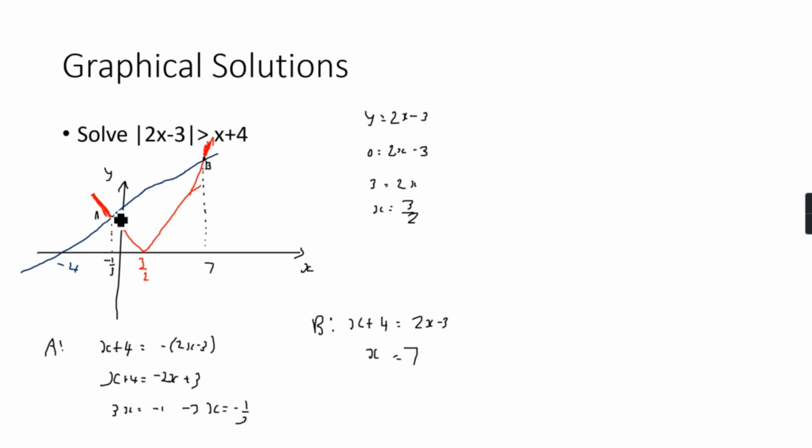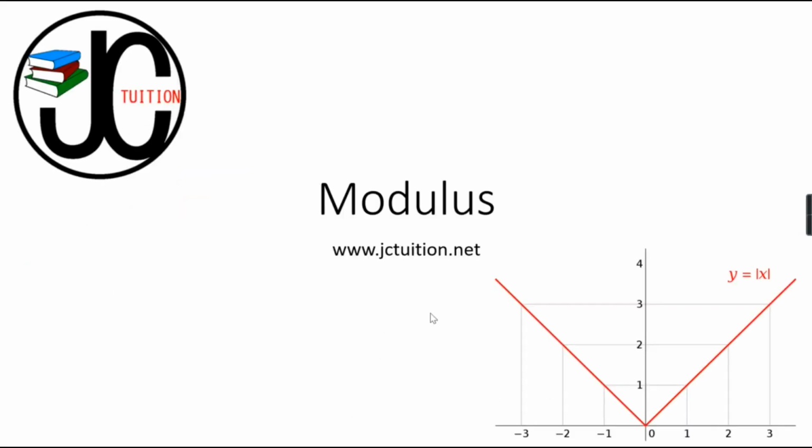So when is this graph, the red line, greater than the blue line? You can see whenever we move in this direction, so whenever x is less than negative 1/3, the modulus graph 2x take 3 is greater than x plus 4. And also when x is greater than 7, this graph is above that graph as well. So x is less than negative 1/3 or x is greater than 7, and that's our solution. I hope that makes sense.